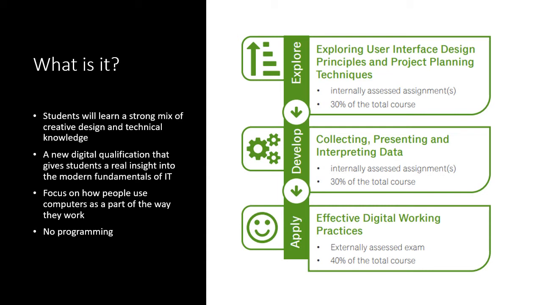The second unit is collecting, presenting and interpreting data. So that's again a coursework unit that's entirely assessed internally, again worth 30% of the course, and that's number crunching. That's using spreadsheets to actually analyze big sets of data and present the information for someone to make decisions based on what you're presenting to them.